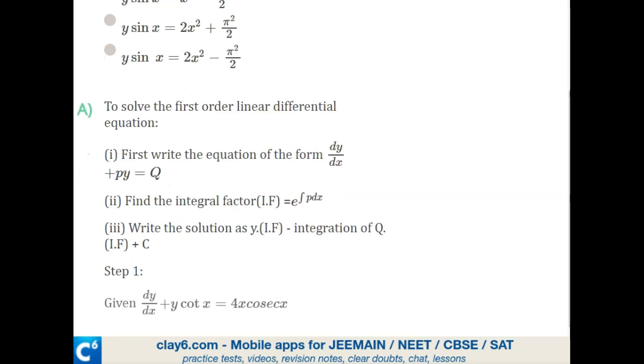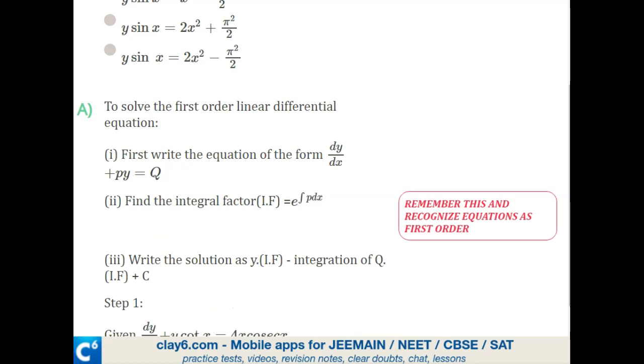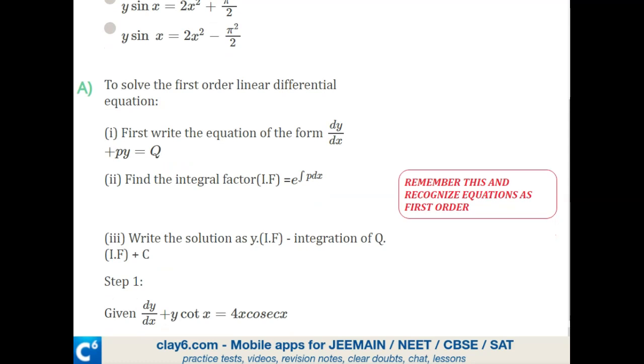So let's solve this problem. Right away we see that this is a first order differential equation. So what is the key here? The key obviously is that we have to remember these steps 1, 2, 3. For a first order differential equation, we have to check: is it of the form dy by dx plus py equal to q? Once you do that, then it's standard steps.